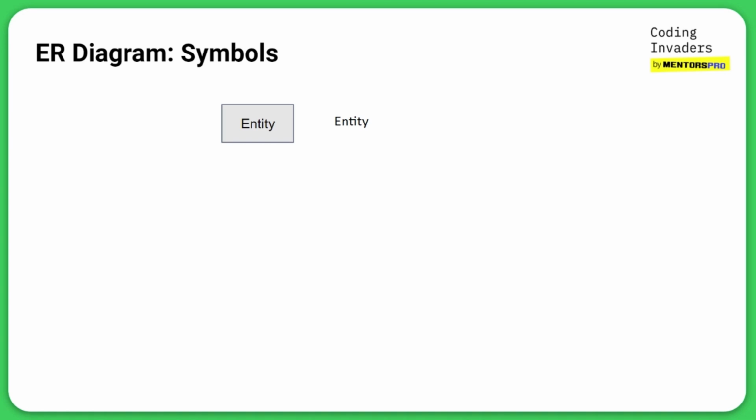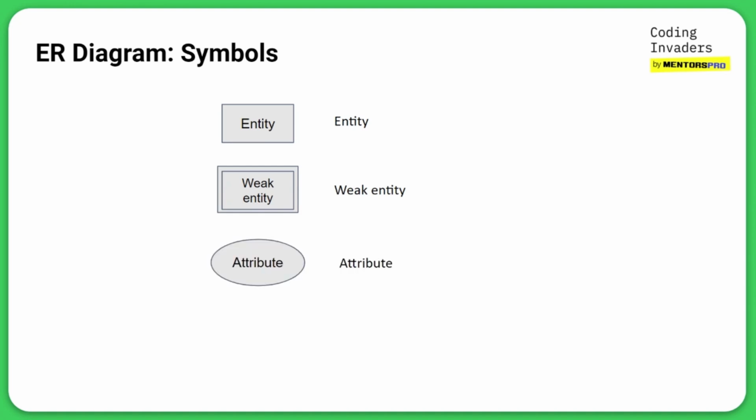An entity is represented by a rectangle which contains the entity's name. It can be a person, place, or anything. An entity has a primary key which distinguishes it from other categories. The next is weak entities. A weak entity depends on some other entity type. They don't have primary keys and have no significance in the diagram without their parent entity.